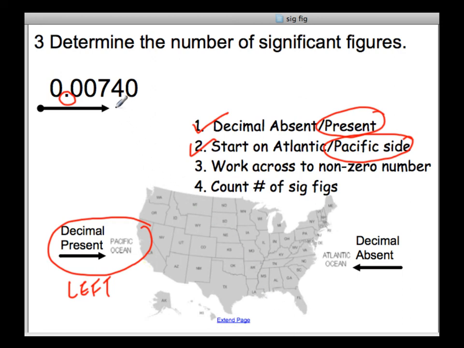Now here's the tricky part. Once I hit the 7, this 7 is significant, and everything after this, everything to the right of this number, is also going to be considered to be significant. It's all measured values. So we've actually measured this all the way down to this 0 right here. So the 7 is significant, the 4 is significant, and this 0 is also significant. So the first number that I hit that's not 0 is significant and every number after this. So this value has 3 sig figs to it.